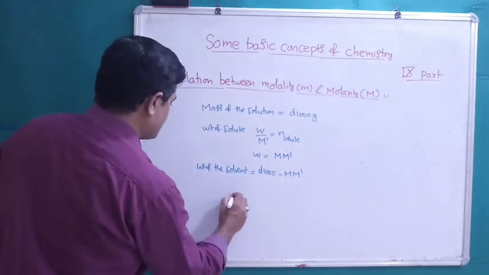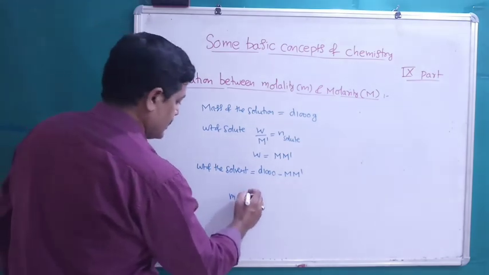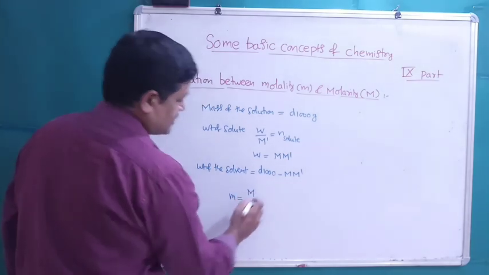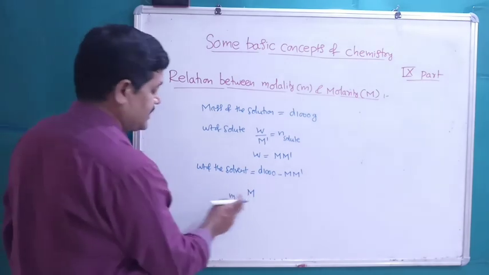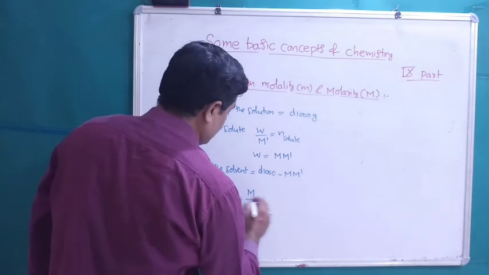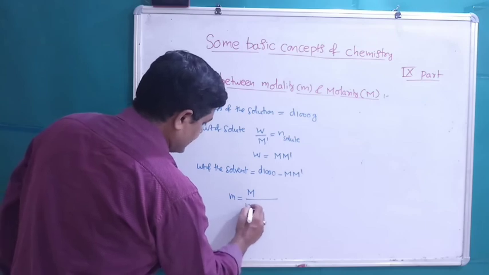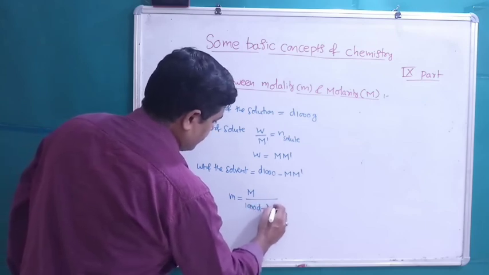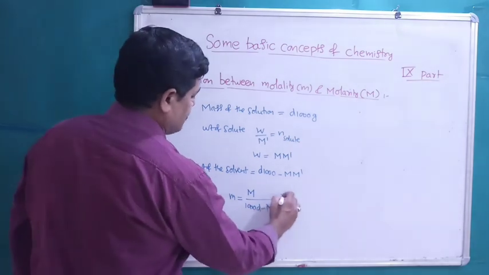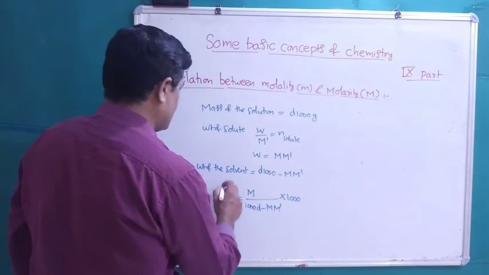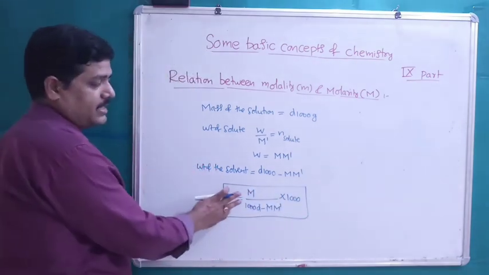Then we will substitute this value in the molality formula. Molality, small m, is equal to the number of moles of the solute, that is the same as the molarity, capital M, divided by the weight of the solvent in grams, 1000 D minus M M dash, multiplied by 1000. So this is the relation between molarity and molality, students, right?